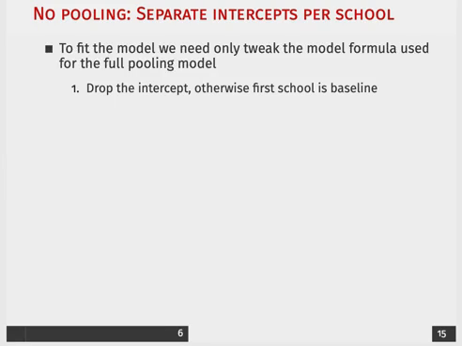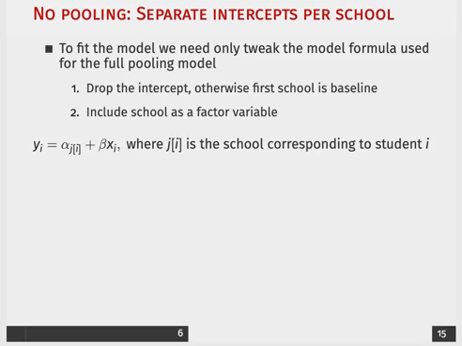And so what we're going to do is we're going to drop the intercept because otherwise all of our factor comparisons for schools are going to be compared to that baseline. And we want to create separate intercepts. And so we're just going to tweak this slightly by first including a factor by school.